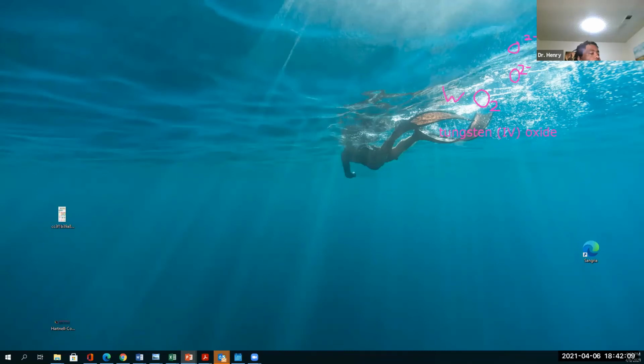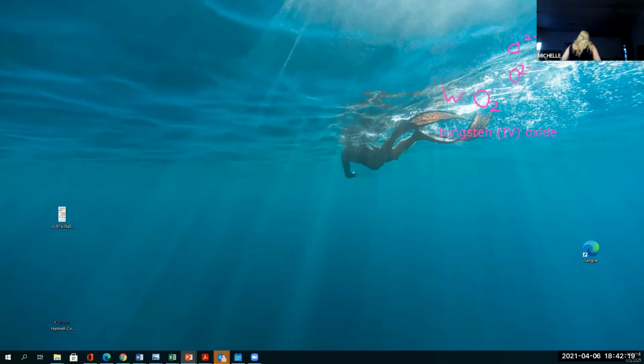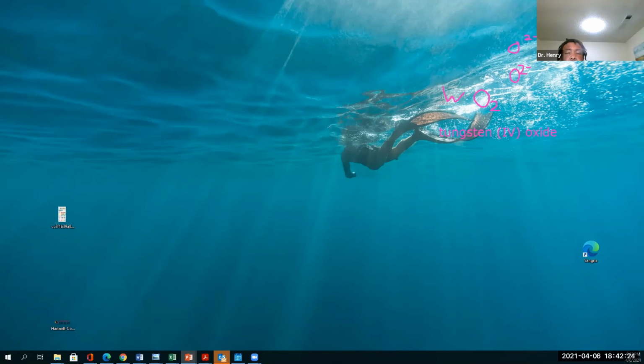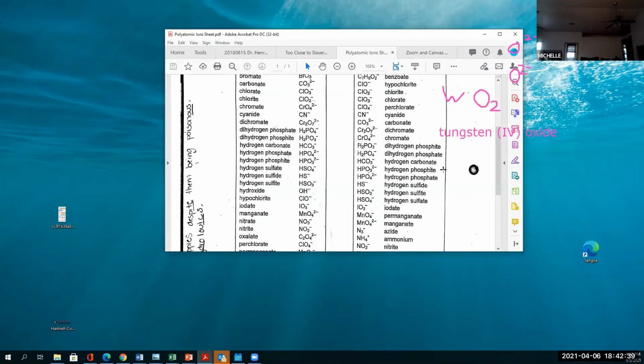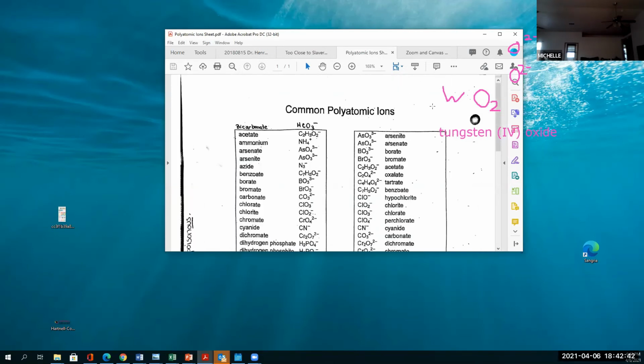Your polyatomic ions take on characteristics of covalent bonds, right? So what does poly mean? Multiple. Polyatomic means multiple atoms. Let me pull up my polyatomic ion table so you can see it.